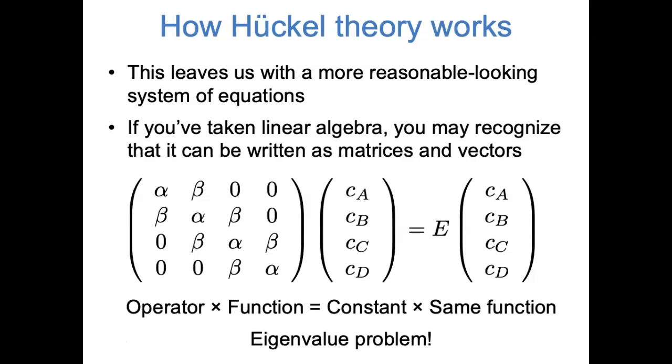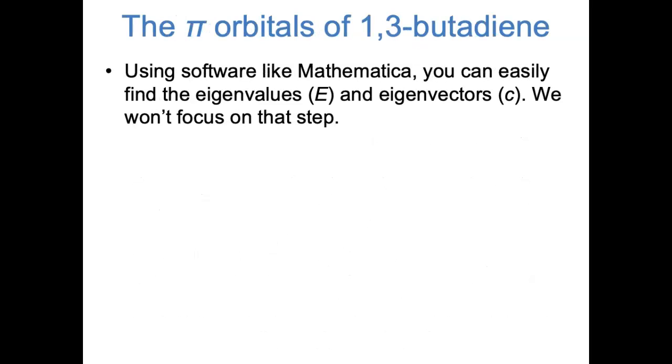In this case, the eigenfunctions, the eigenvectors, are the atomic orbital coefficients, and the eigenvalue E is the molecular orbital energy. Using computer software like Mathematica, it's fairly easy to put in a matrix and find the eigenvalues E and eigenvectors, the sets of coefficients C. So again, linear algebra is not a prerequisite for this course, so we won't focus on this step, and I will basically give you the answers. I'll show you what the eigenvalues and eigenvectors are for this molecule, 1,3-butadiene.